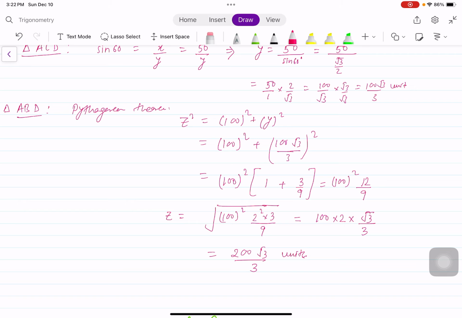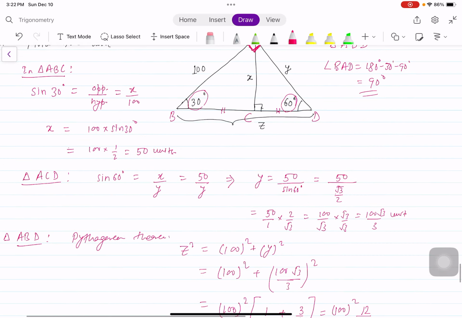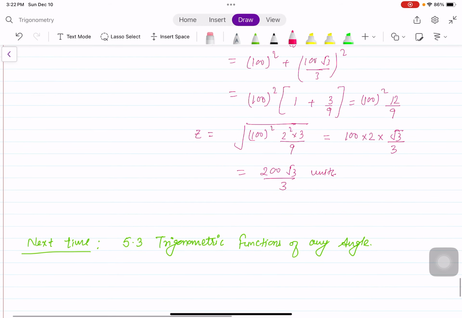So maybe a bit lengthy, I don't know. You can use other techniques too. You can use another trigonometric ratio over here and another over here, and then add them separately to find this value. So this is how we do this problem. So this was the last problem.